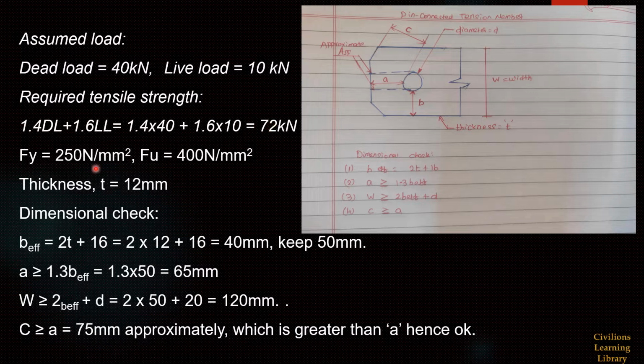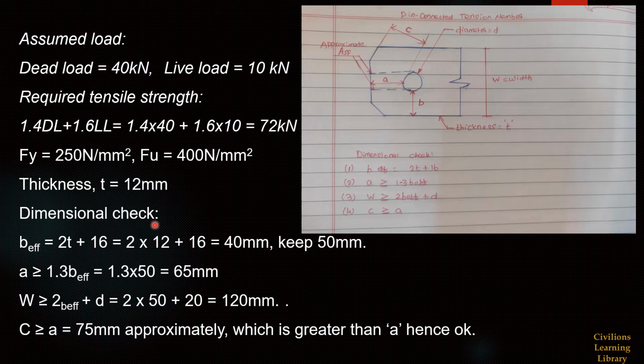We are assuming that yield strength of this material is 250 and ultimate strength is 400 Newton per mm square. Then we will assume all other dimensions. We will assume the plate thickness as 12 mm. This plate is 12 mm. Then first we have to do the dimensional checks.